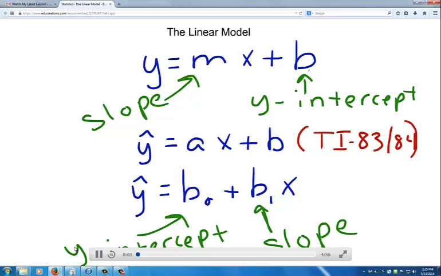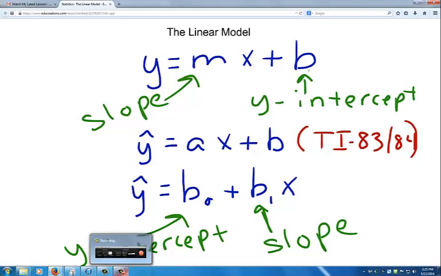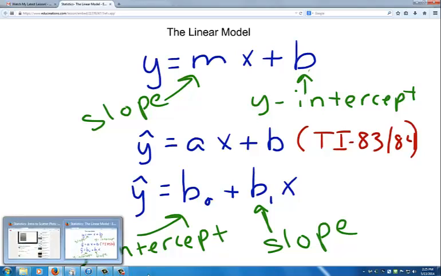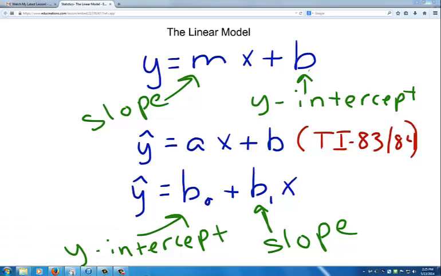In this video, we're going to learn a little bit about the linear model and how it is used in statistics. The linear regression model is equivalent to the formula for the slope of a line, y equals mx plus b, where m is the slope and b is the y-intercept.